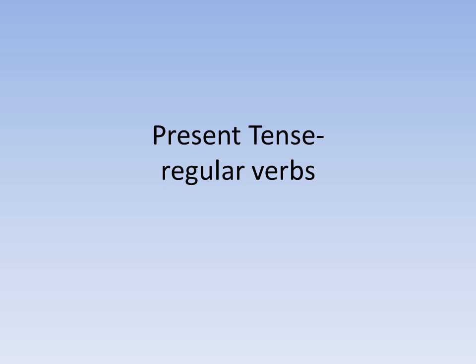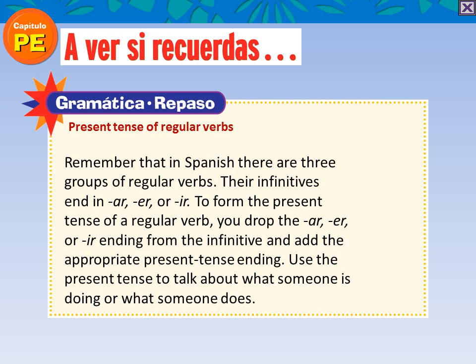This is review, so we're going to move quickly. So presten atención, pay attention, okay? In Spanish, you guys know there are three kinds of regular verbs. There are AR verbs, ER verbs, and IR verbs. And so conjugating these verbs is really easy. You're going to drop the AR or the ER or the IR, and then you'll add the appropriate ending.